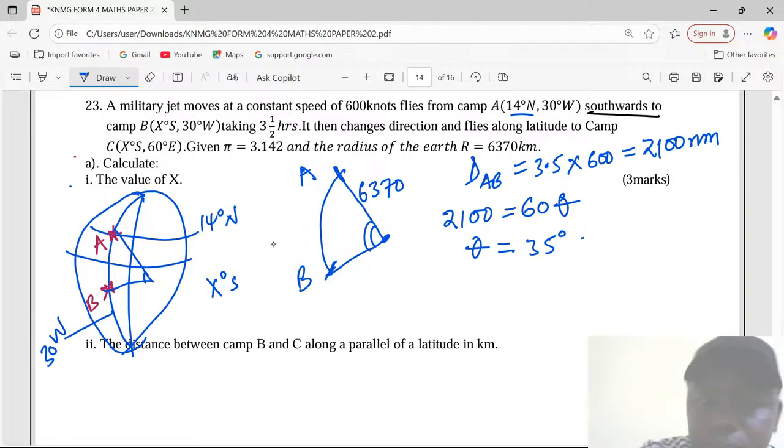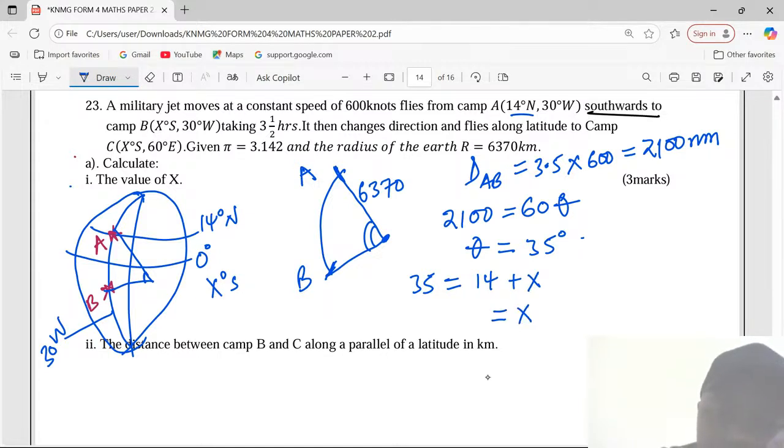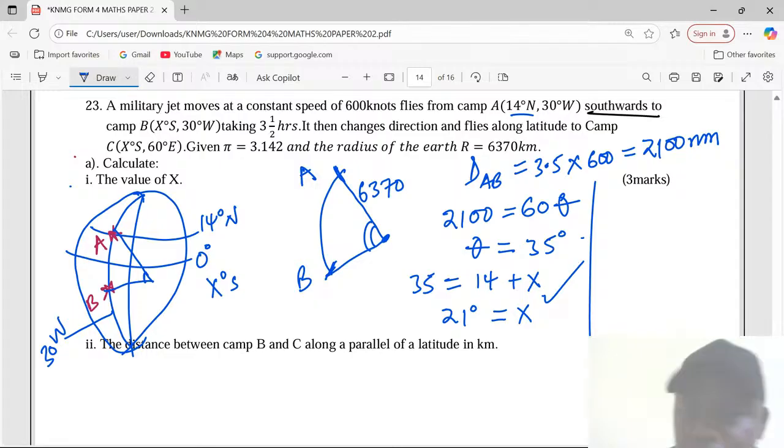Look at this now. From A to B, there is an angle difference of 35. And the two places are on opposite sides of the equator, 0 degrees. So it means the angle difference is the addition of the two latitudes. Because they are on opposite sides of the equator, their latitudes have been added. So 35 equals the addition of 14 and the unknown angle. To remain with the angle of x, we subtract 14 to get 21 degrees in the south.